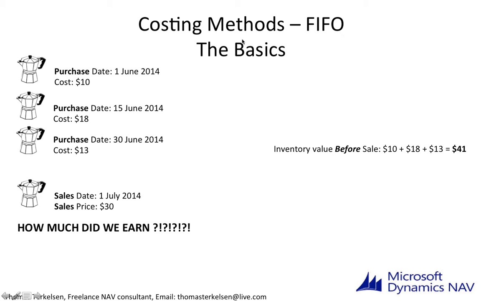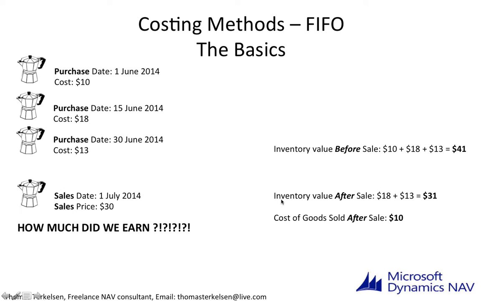First in, first out. So to answer the question, how much did we earn? Well, we are now using the costing method of FIFO. So that means we are going to assume that it was this coffee maker which was removed from the inventory, and as the cost of this one is 10, we can conclude that from this particular sale we have made $20.